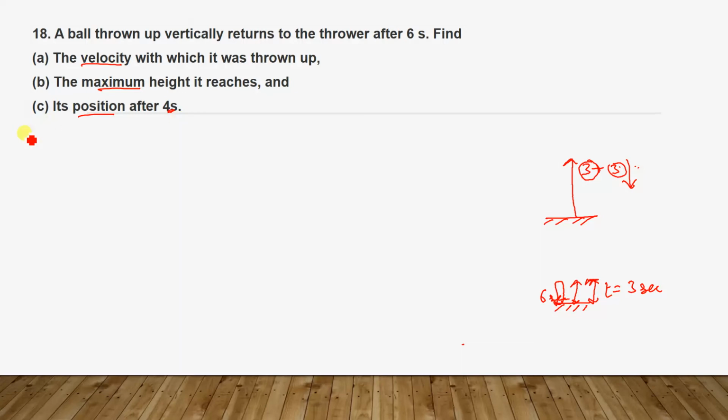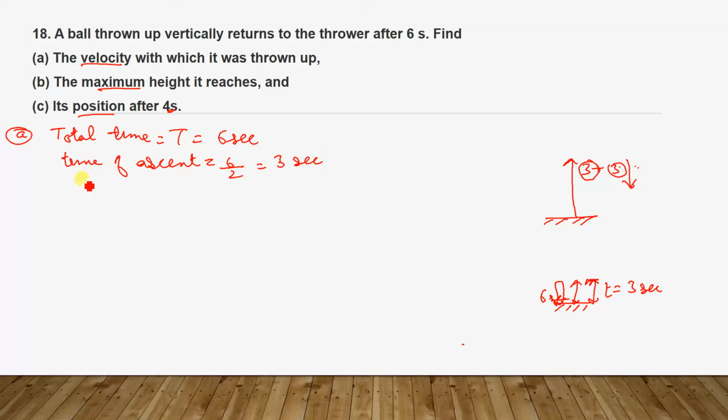तो let's solve it. First of all, पहले गिवन क्या क्या है, the body is thrown up, returns to the thrower. So total time is given to be, total time capital T is 6 seconds. So time of ascent कितना हो गया, फिर उसका हम एक साइड का टाइम लेते हैं, नीचे से ऊपर जाने का या ऊपर से नीचे आने का. It is 6/2, that is 3 seconds. Similarly time of descent, नीचे आने के लिए, it is also 3 seconds. ठीक है जी. So let's start doing it.